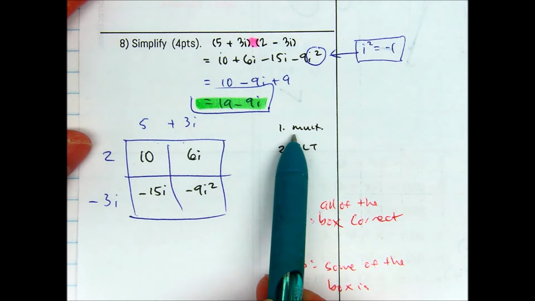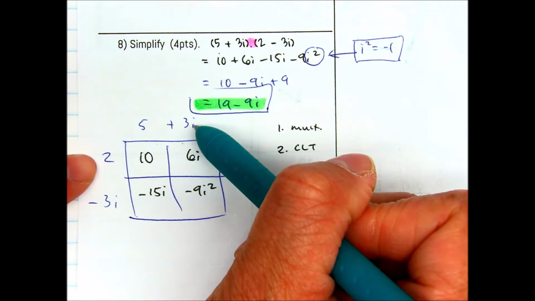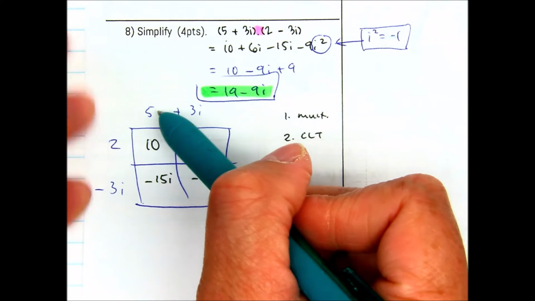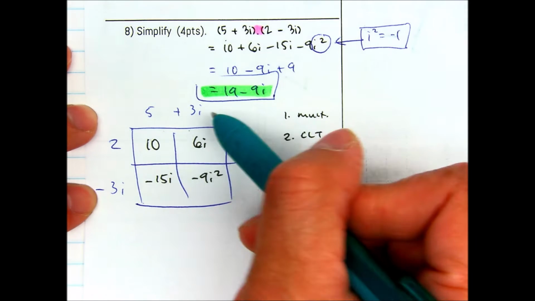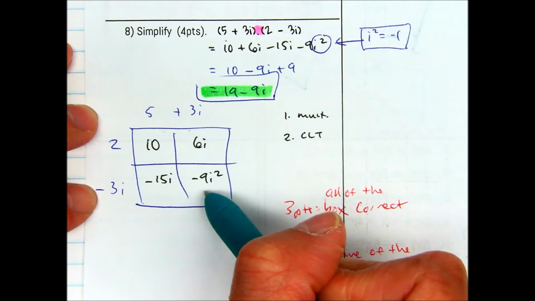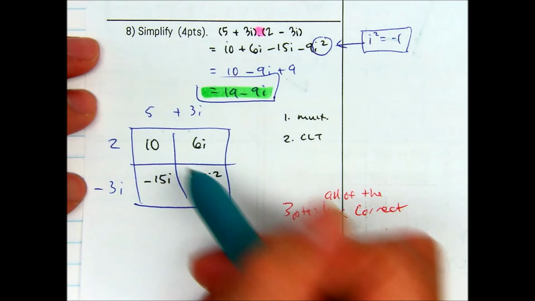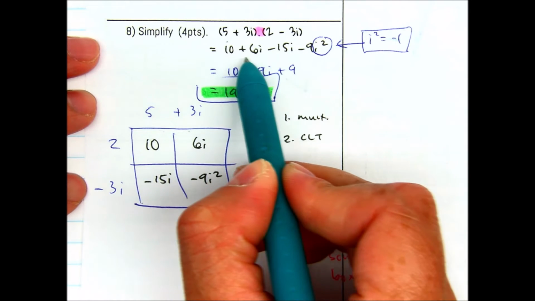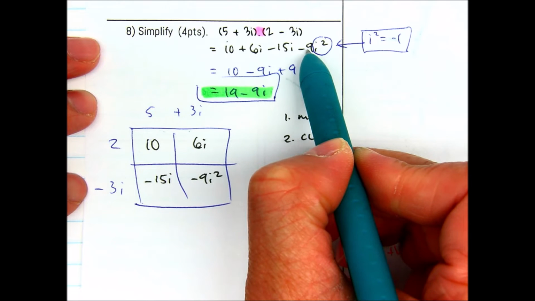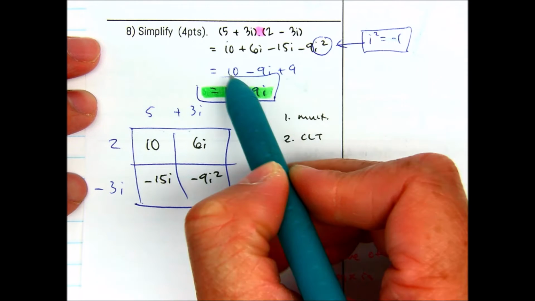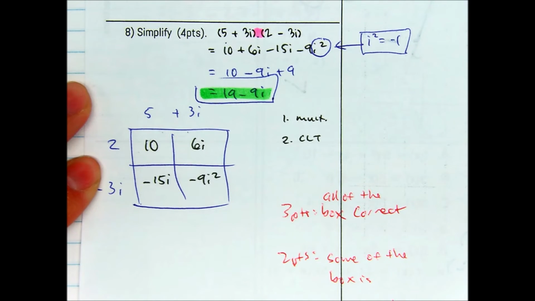You'll multiply first. 5 times 2 is 10. 3i times 2 is 6i. 5 times negative 3i is negative 15i. And negative 3i times positive 3i is negative 9i squared. These are the 4 terms in the box I have here. Remember, I squared is equal to negative 1, so that's negative 1 times a negative 9, which is positive 9. 10 plus 9 is 19. Your answer is 19 minus 9i.